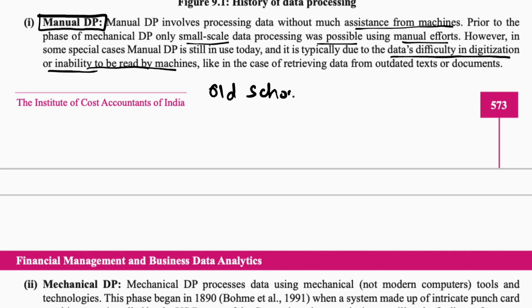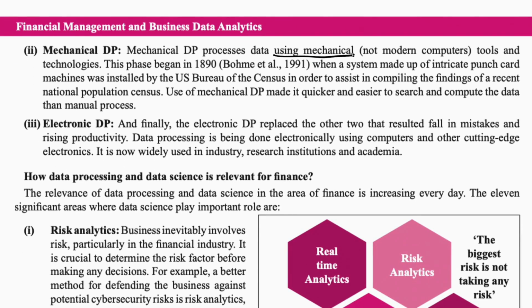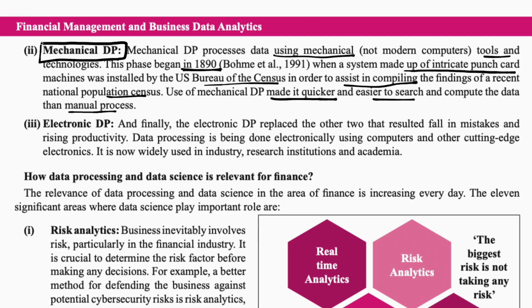The second phase is mechanical DP. Mechanical DP processes data using mechanical, not modern computer tools and technologies. This phase began in 1890 when a system made up of intricate punch card machines was installed by the US Bureau of Census in order to assist in compiling the findings of a recent national population census. Use of mechanical DP made it quicker and easier to search and compute the data than the manual process. So, mechanical DP made searching and computing data much faster than doing it by hand, but it is still not developed in the modern computer way.